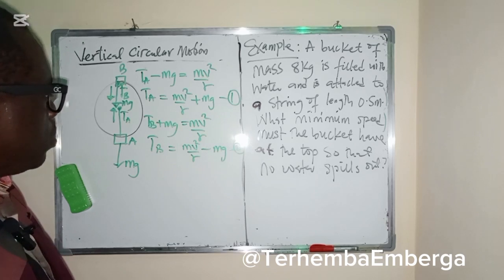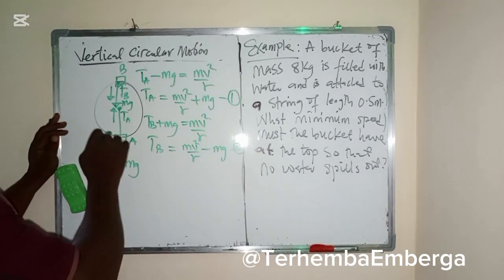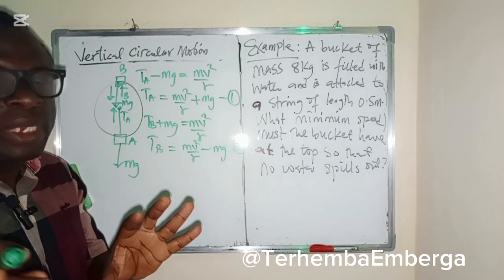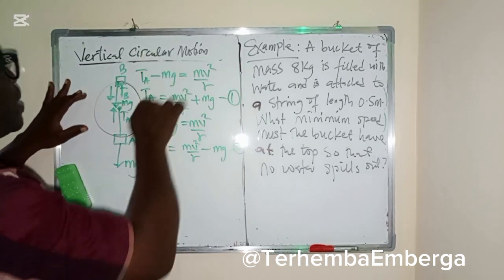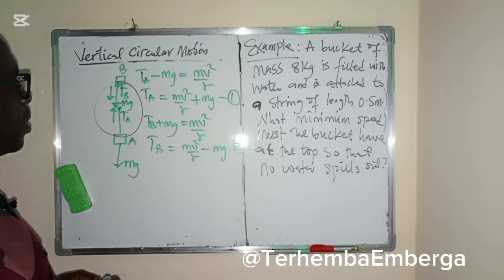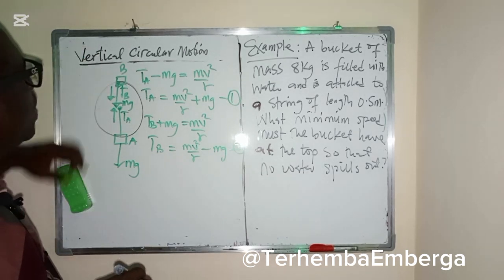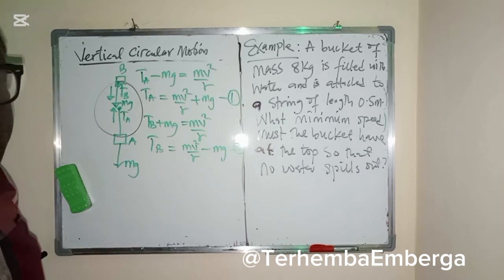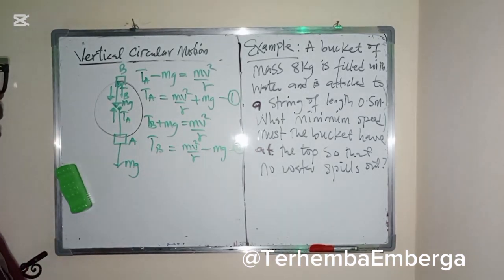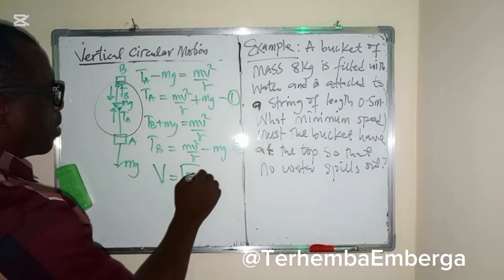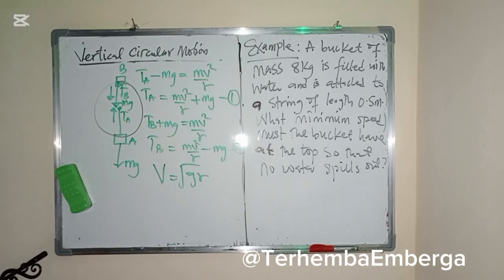Let's look at equation 1 and 2 very well. If this object is moving and it's at the top, it requires a minimum speed for it to maintain that circular motion. If that minimum speed is not acquired, the object can no longer maintain circular motion. And that speed is what we call v is equal to the square root of gr. That is what I want us to look at. How come v is equal to the square root of gr?